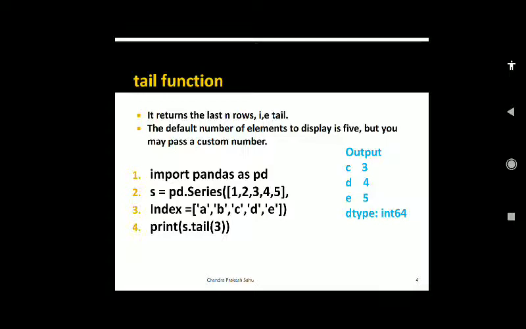Tail function. Similar to head function, tail function works. It reads last three elements or rows in series and data frame.